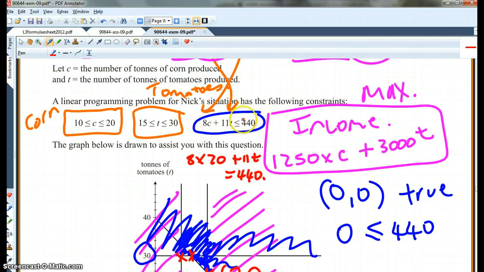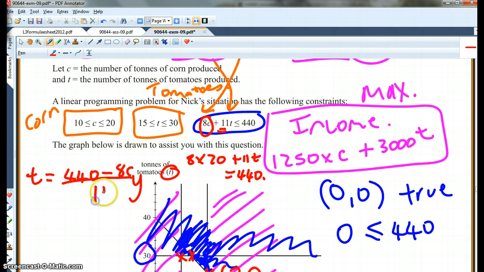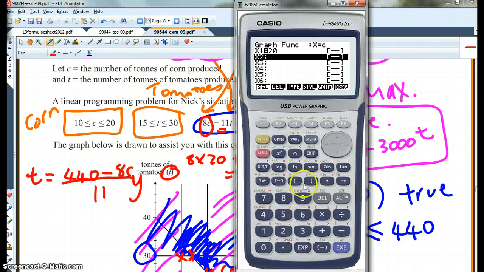And then that other function that we want to be this one here, how are we going to put that in the calculator? We can make t the subject, because that's like our y is our t, so we can say t equals, I'm just going to make it equals at the minute, 440. How are we going to get this to the other side? Minus 8c over 11. Okay, so we can pop that in by going type, that is actually y equals this time, and we're going to go bracket 440 minus 8x divided by 11.